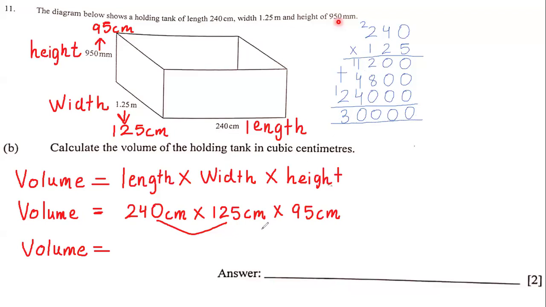30,000. Anyone else got 30,000? Let me know if you got 30,000. Very good. So this is going to be 30,000 centimeters squared.